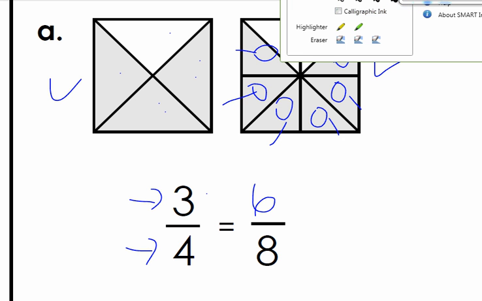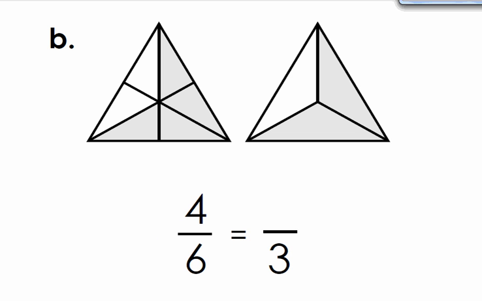Okay, let's look at another example. Here I have, this triangle has how many sections? 6. And the 6 is called my denominator. Okay? And how many are shaded in? 4. And 4 is called my numerator. Correct. Okay? So 4/6 is going to be equal to how many thirds?